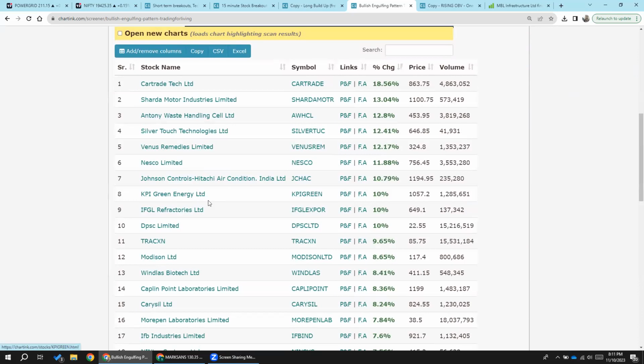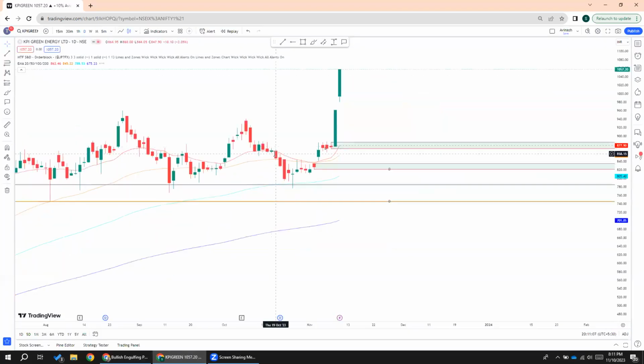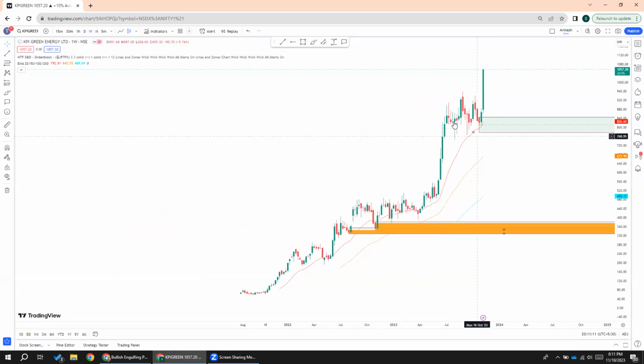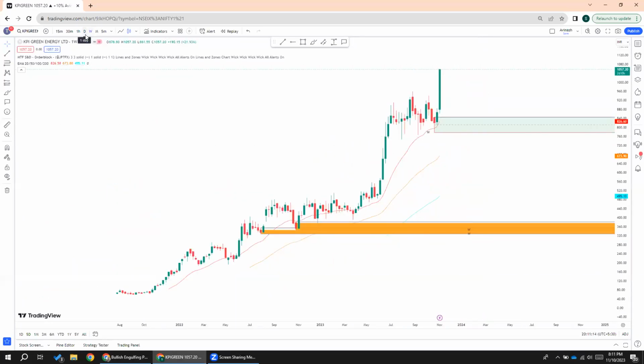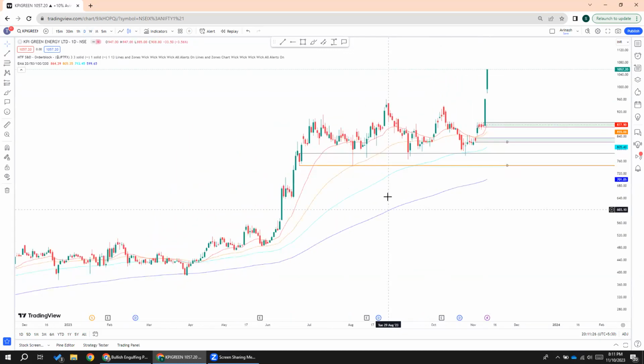Let's understand this KPI Green. It's a clean breakout. This is on weekly, this is on daily. The first was here and the second is here. It will bring some momentum. How to identify targets, we will see in the next video session. Today our agenda is to identify stocks with a short stop loss and high momentum.